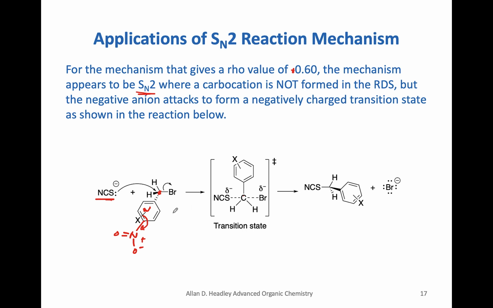So again, this is the mechanism that's consistent with the reaction shown here, with the linear free energy of positive 0.6. Notice again the magnitude is fairly small, so as you can see here, it's a charge distributed across these carbons, and not a fully negative charge sitting on this carbon here. So that's an example. I think that's the last one.